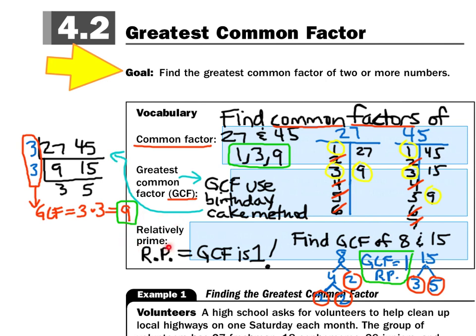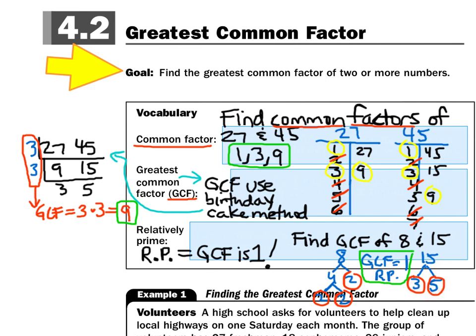Okay, now relatively prime is a new vocabulary word, and that's just when you're comparing two numbers and the greatest common factor is 1. So that means the only number that would go into both of them is 1. And here's a great example. Let's say I wanted to find the greatest common factor of 8 and 15. Well, I would make prime factor trees just to make sure I didn't forget about anything. So if I made a prime factor tree for 8, I would get 2 times 2 times 2, and a prime factor tree for 15 would be 3 times 5.